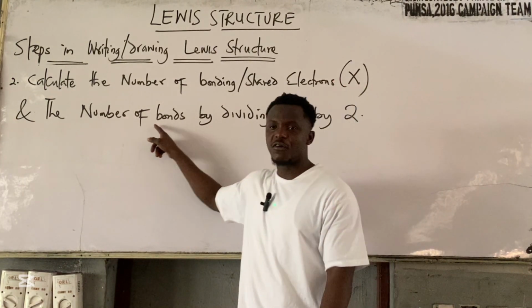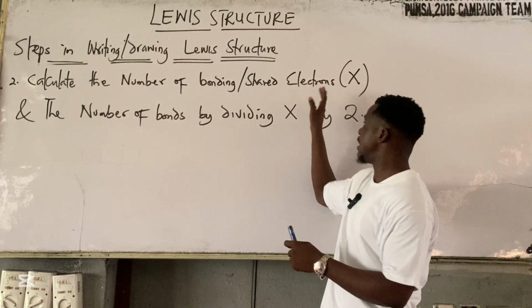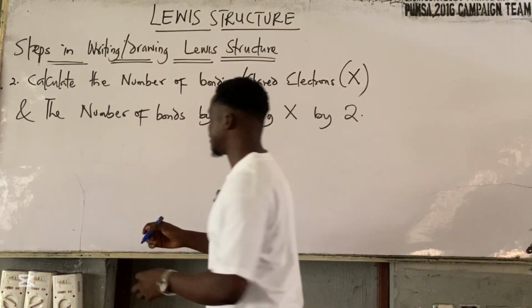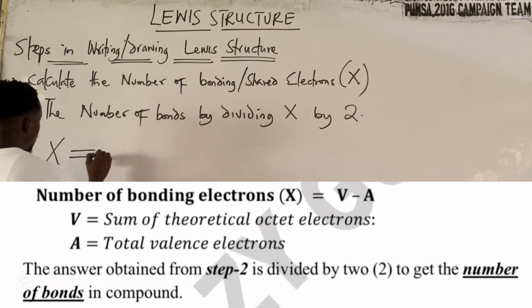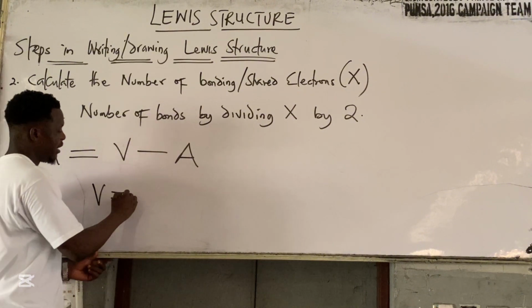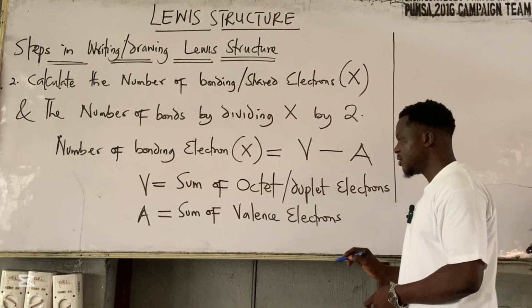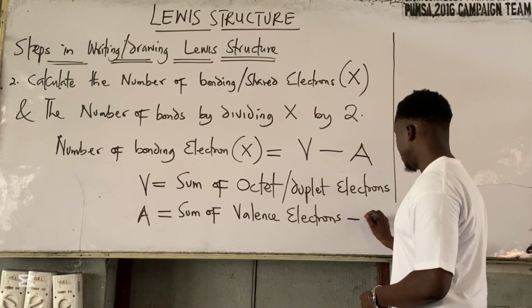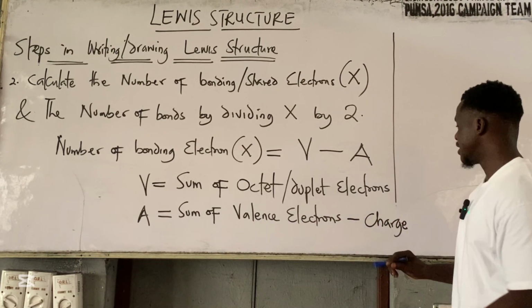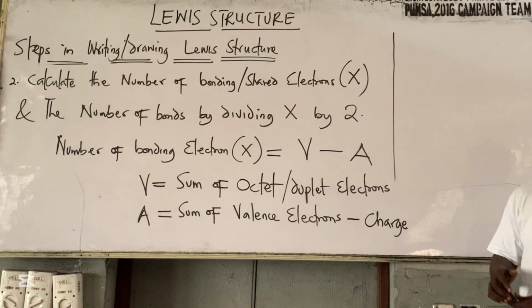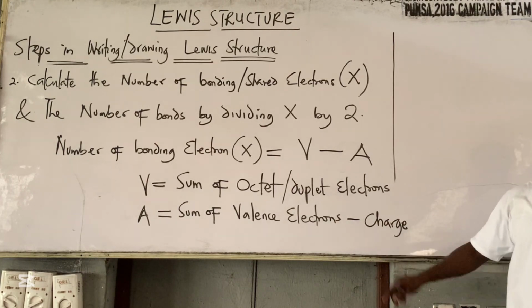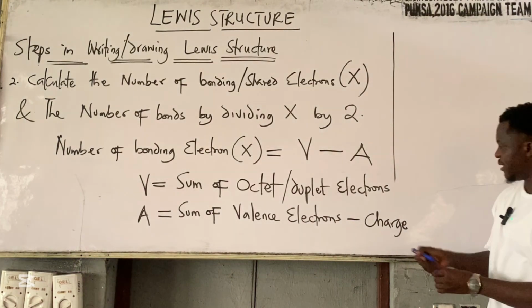Now, for me to know the number of bonds present in the compound, whatever the value of X is, I'll divide it by what? 2. Now, what is the formula to solve for X? X is equal to V minus A, where V is the sum of valence electrons minus charge. I'll explain that. Please add this. V or A is the sum of valence electrons minus charge. Now, what does this mean?